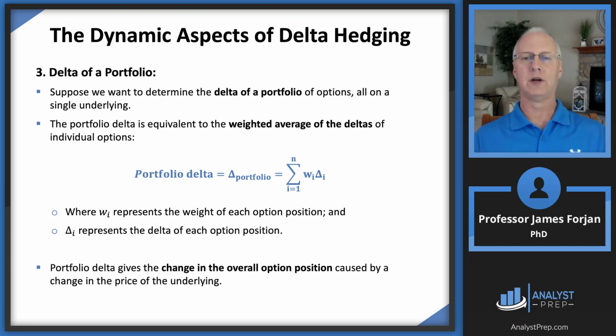Now, make sure you interpret this. If we write these options that have deltas of like 0.2 and 0.4 and 0.6 and 0.7 and 0.8, and we take that weighted average and it turns out to be, let's say, 0.45, that 0.45 is the measure of the change in the overall position caused by a change in the price of that underlying stock. And so some of our option prices are going to go up by 60 or 70 or 80 cents. Some are going to go up by 20 and 10 cents, but the overall portfolio value will change by, what did I say, 45 cents.